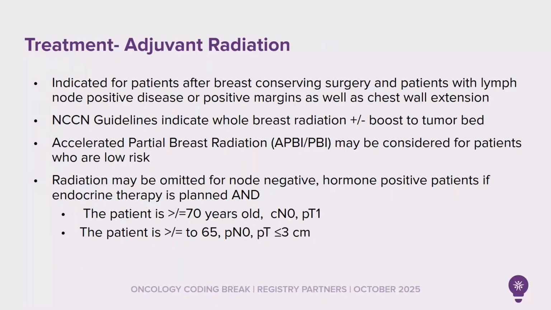Radiation therapy may be omitted for node-negative, hormone-positive patients if endocrine therapy is planned and the patient is greater than or equal to 70 years old, clinically node-negative, and PT1 on surgical pathology, or if the patient is also greater than or equal to 65, pathologically node-negative, and the primary tumor is less than or equal to 3 centimeters on surgical pathology.